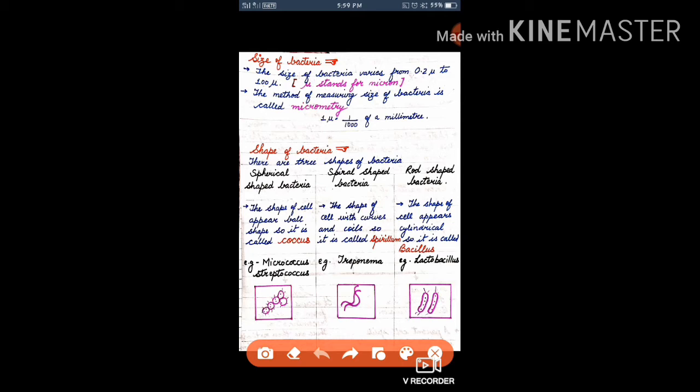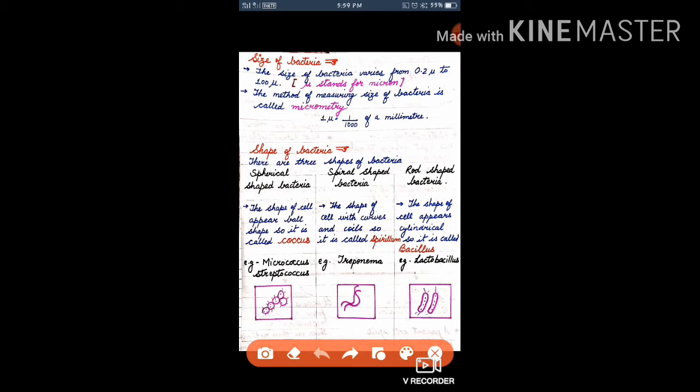1 micron is equal to 1,000th part of a millimeter. The smallest bacterium is a rod-shaped bacterium measuring 0.15 micron in length and 0.15 micron in diameter.